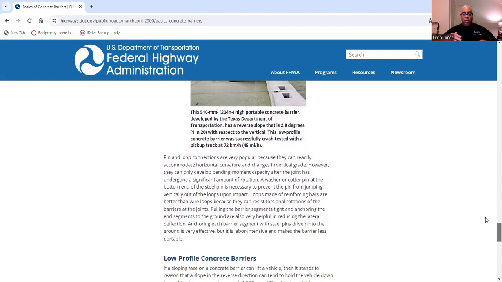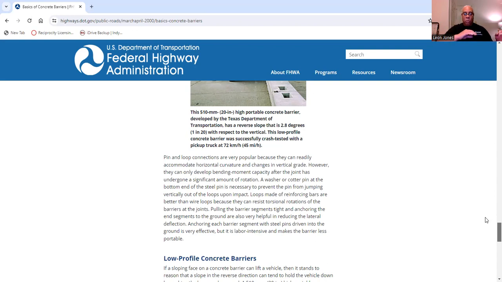Also, as we continue, pin and loop connections are very popular because they can readily accommodate horizontal curvature and changes in vertical grade. However, they can only develop bending moment capacity after the joint has undergone a significant amount of rotation. So a washer or cotter pin at the bottom end of the steel pin is necessary to prevent the pin from jumping vertically out of the loops upon impact. Loops made of reinforcing bars are better than wire loops because they can resist torsional rotations of the barriers at the joints.